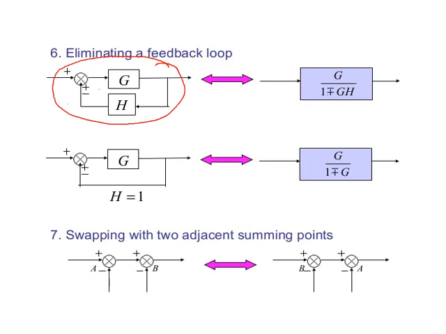Okay, so you can directly eliminate the feedback loop by a single block with a gain G upon 1 plus or minus GH depending on the feedback signal, where this is R and this is C. Here also this is R and this is C. Okay. Now next we will see.